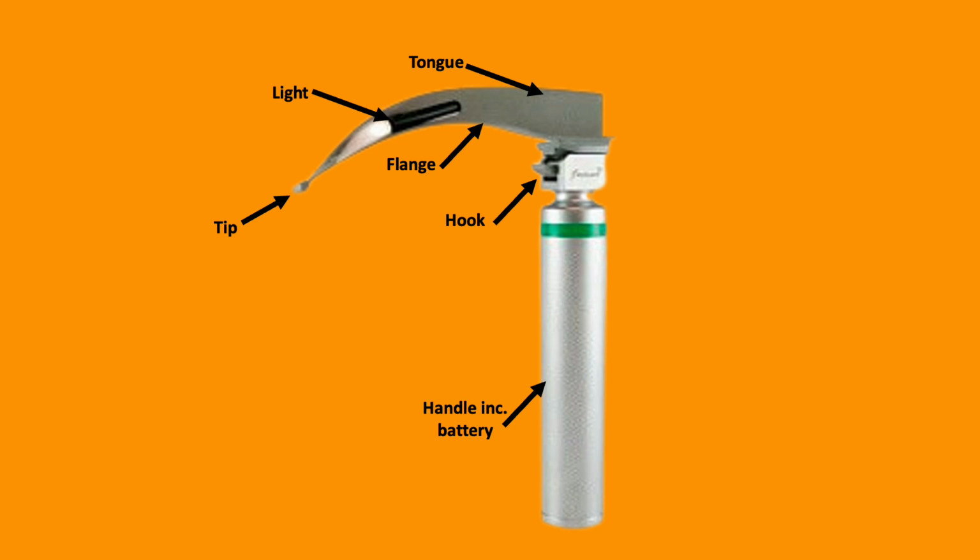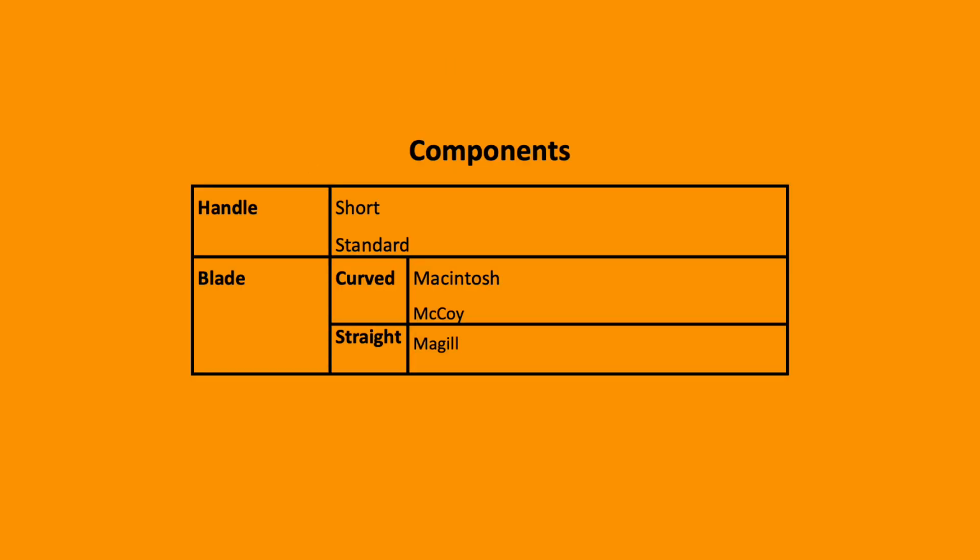These contain a tip, a light source, a tongue, a flange, a hook, and a handle which contains batteries to supply energy to the light source. A typical laryngoscope can be classified into the handle and the blade. The handle can be short or standard, and the blade can be curved or straight. There's a range of different blades in each based on the indication for intubation.